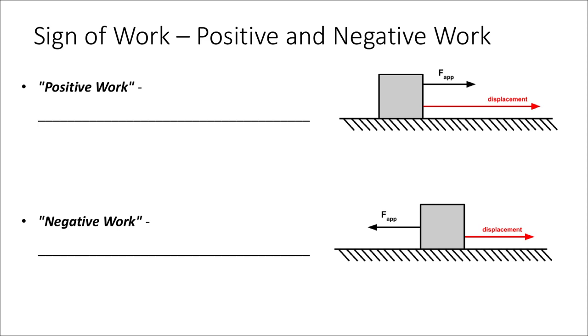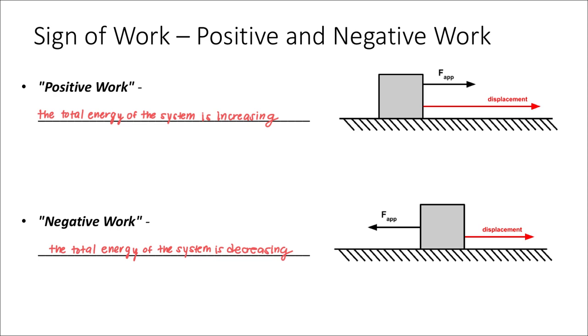All right, the last point we need to make about work before we look at some example problems is what it means for there to be positive work and what it means for there to be negative work, right? Work is a change in energy. So the sign of work tells us if the system that we're looking at is getting more energy or is losing energy.